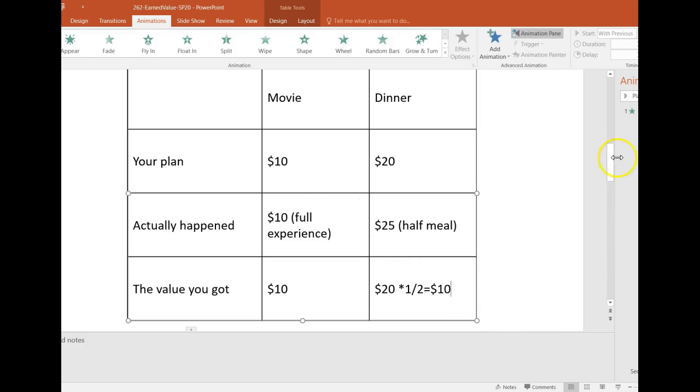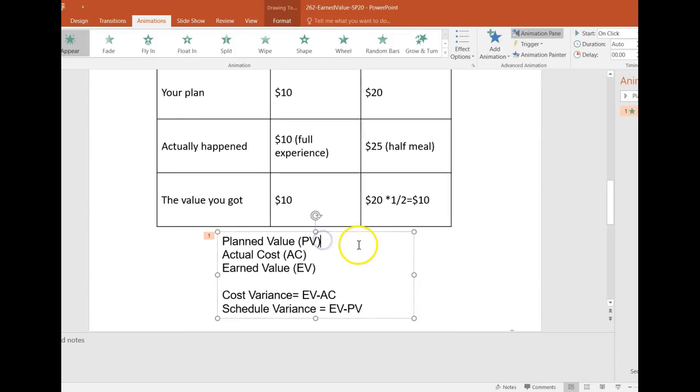Yes, we have these numbers. So what's the budget? The planned value for you was $30 to spend for a full meal and full movie. What you spent was $35. And what you would value this at, we call it earned value. How much you would pay for this if you were to go based on your original plan is 10 plus 10, 20. So this is the value you receive.